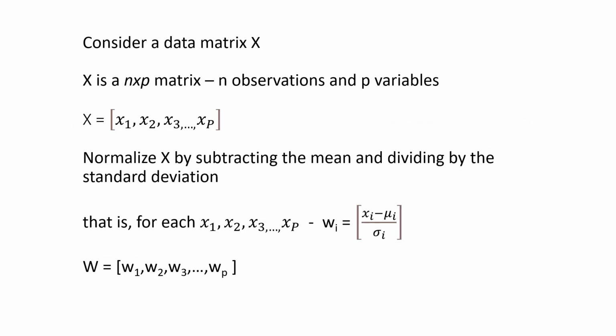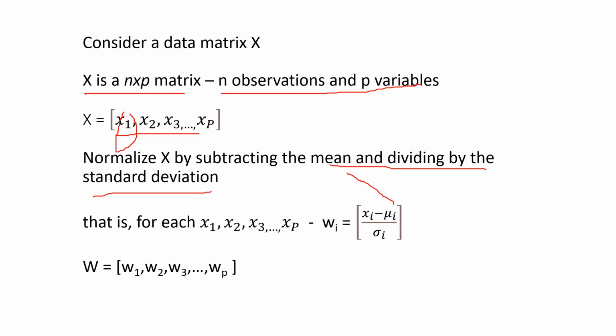Consider a data matrix X. X is an n by p matrix. We have n observations and p variables. So each of x_i is an n by 1 vector. We normalize X by subtracting the mean and dividing by the standard deviation. So for each of x_i, we take the mean, which is mu_i, and the standard deviation sigma_i, and we subtract the mean and divide by the standard deviation to get the new matrix W, which is the normalized form of the matrix X.